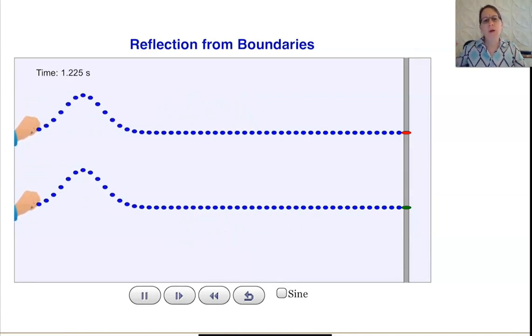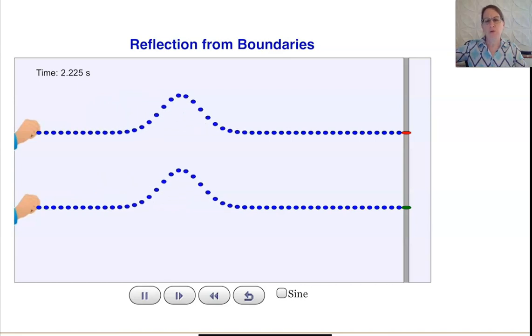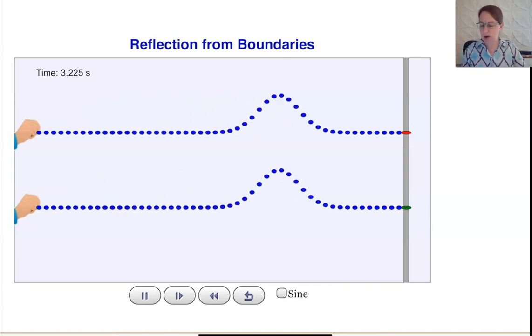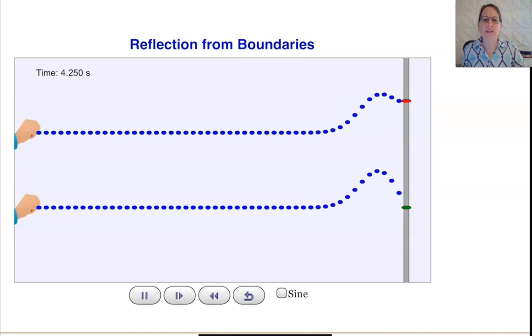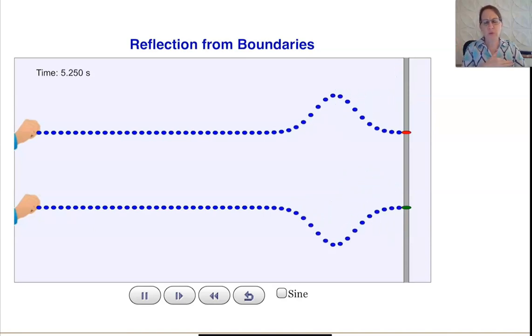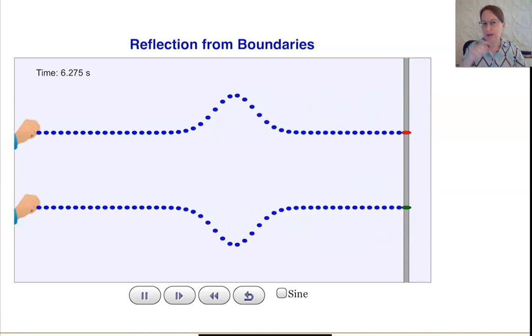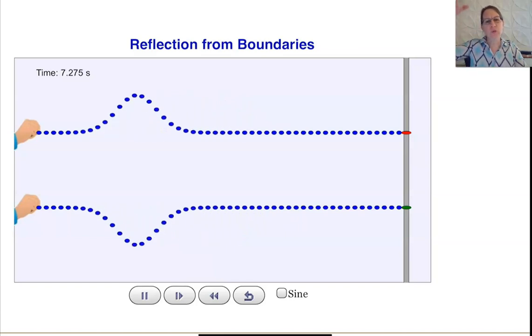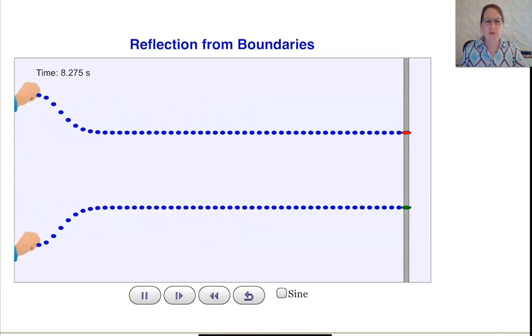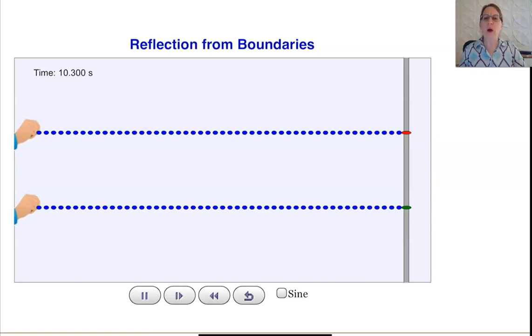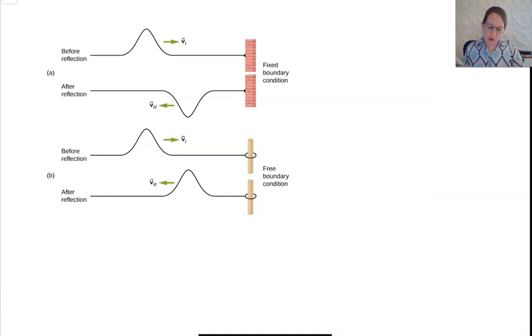This top one is what's called sort of a free end. It can slide, whereas the bottom one is a fixed end. So when a fixed end happens, it reflects and turns over, whereas the free end allows for the wave to go up and reflect back in that way. So this picture from the book shows what happens for the pulse that you saw in the animation.